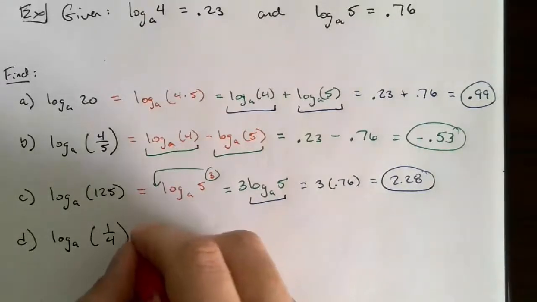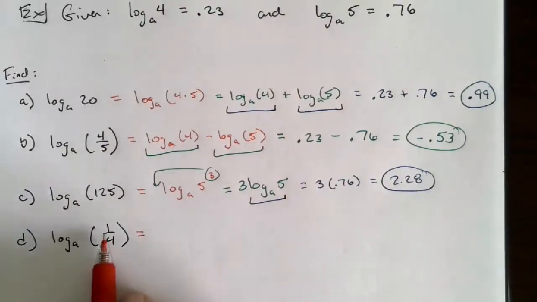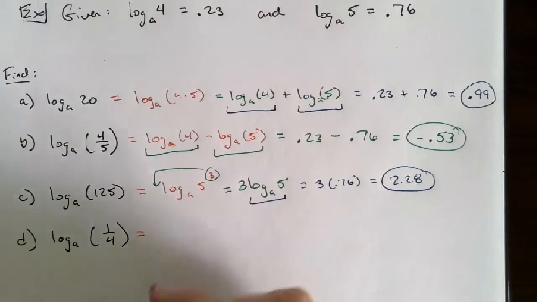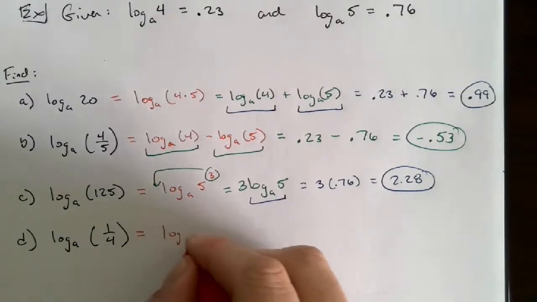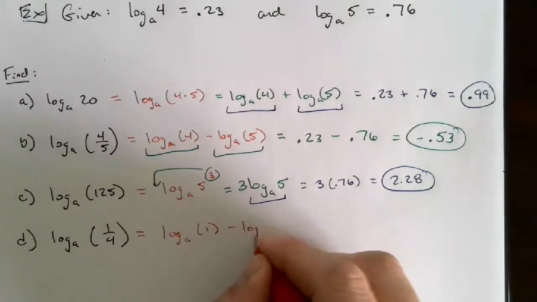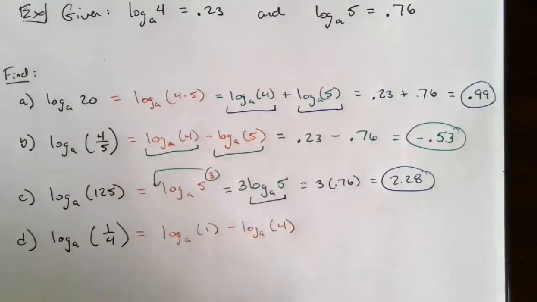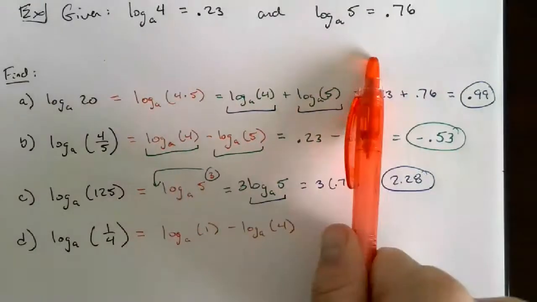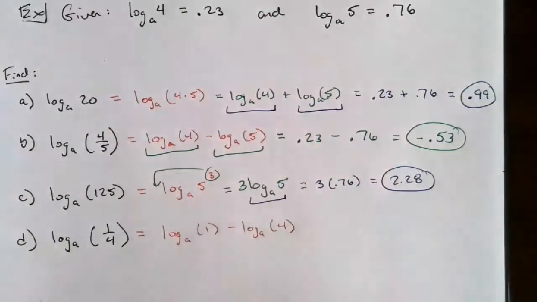Initially, you can see that you have division inside of the log as the argument. So if we have division inside the log, we can take the log of the numerator minus the log of the denominator. So I'm going to take this as log base a of 1 minus log base a of 4. And so I have the log base a of 4, which I was saying I needed from above. I don't have any log base a of 5, and that's okay. You don't necessarily need to use both.